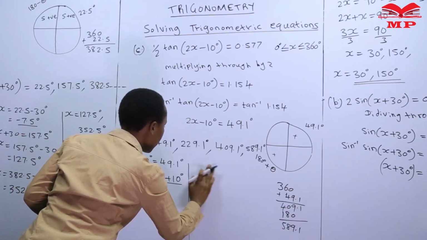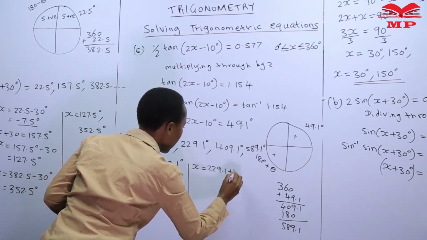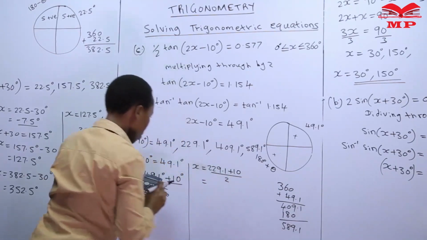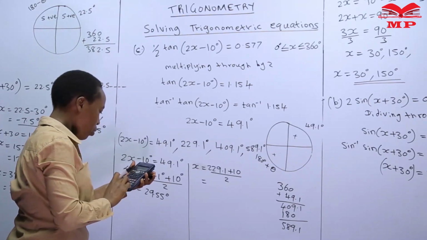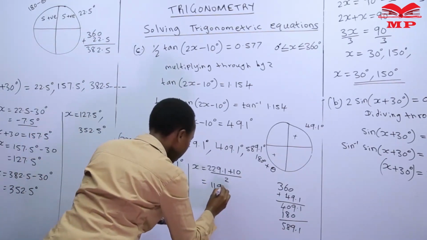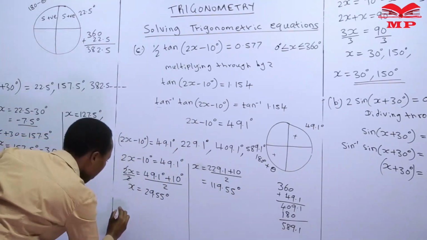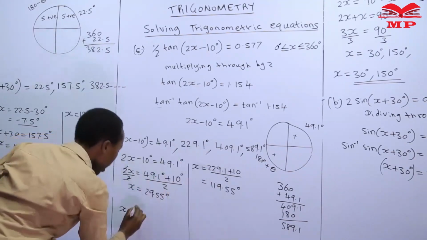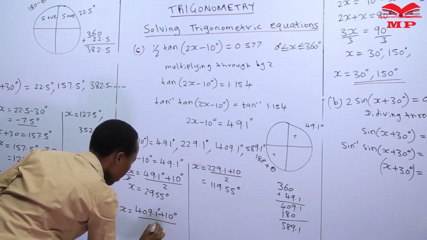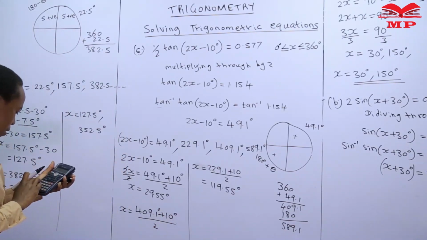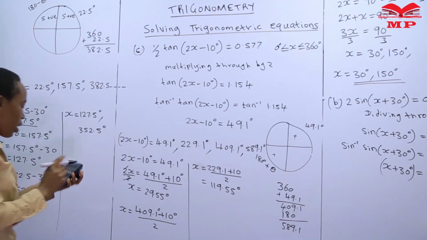Then we move on to the second one, where x will be 229.1 plus 10, divided by 2. So we have 239.1 divided by 2, which is 119.55 degrees. Then for the other one, x will be 409.1 plus 10 degrees divided by 2. So we have 419.1 divided by 2, which is 209.55 degrees.